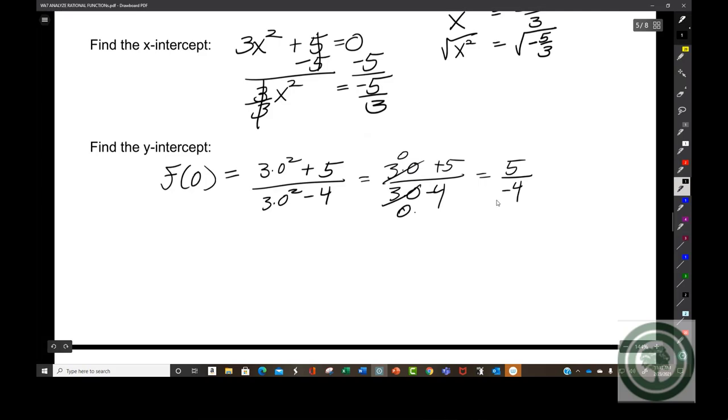Do not leave a negative on the bottom of a fraction. Instead, pull it out to the front. Or stick it up top. Either way is okay, but not on the bottom. So that means our y-intercept is x equals 0, y equals negative 5/4, which is negative 1 1/4. This one, this is the only easy one to graph.